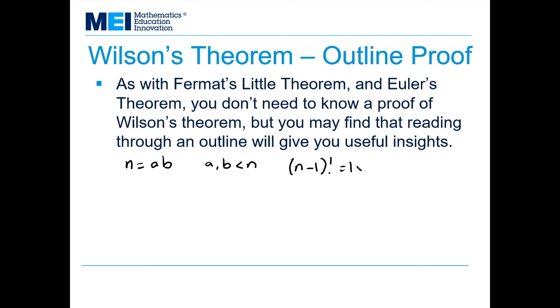I would have 1 times 2 times 3 and so on. Somewhere in my factorial, I'm going to have an a, and somewhere I'm going to have a b. So I know that when I multiply all of these together, I've got a times b, which is a multiple of n. So (n minus 1) factorial, in this case, is going to be congruent to 0 mod n, just like we saw with n equals 10 before.